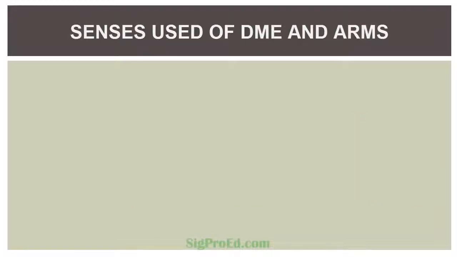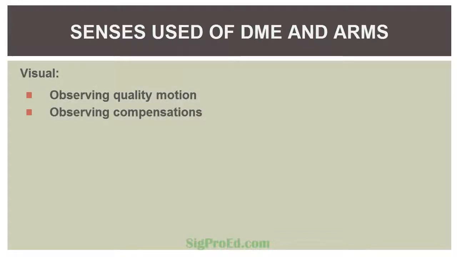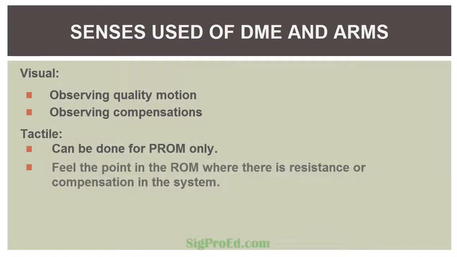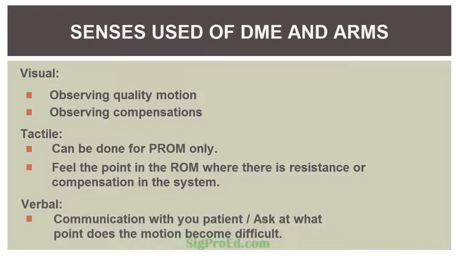I mentioned the senses used in diagnostic motion evaluation in the arms technique. So just to review, visual, when we're observing quality range of motion and compensations. Tactile can be used for passive range of motion. And also, as I mentioned before, if you notice the area of compensation, you can place your hand there and determine if and when movement occurs. And also feeling for the point in range of motion where there's resistance or compensation in the system. And lastly, verbal communication with your patient, asking your patient at what point does the motion become difficult to perform.